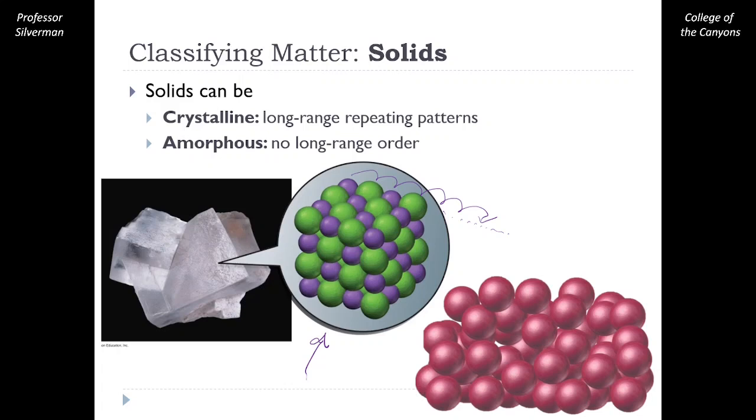One last note here about solids before we move on. Oftentimes we like to abbreviate and write things down efficiently. We can represent solids by writing parentheses S. And this is a common abbreviation for us chemists.